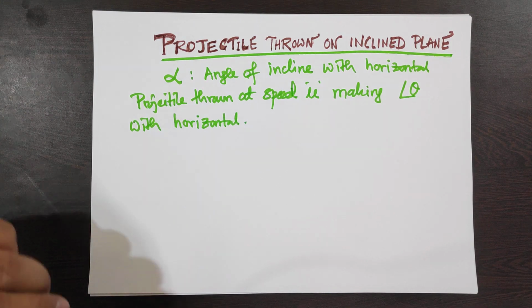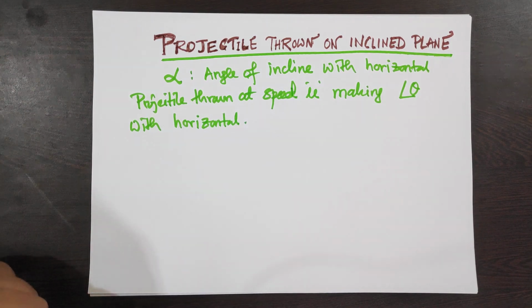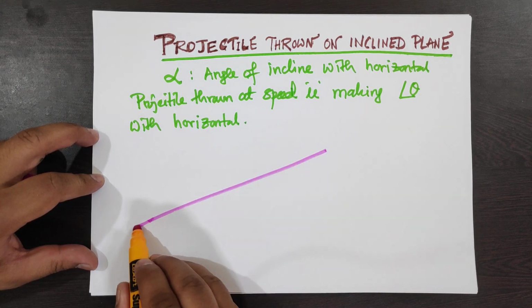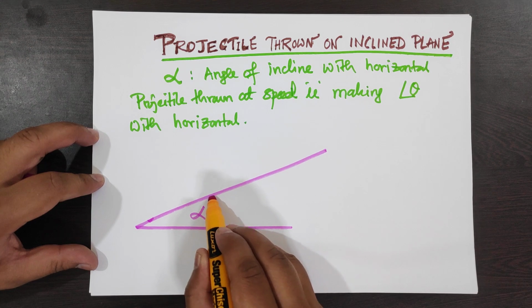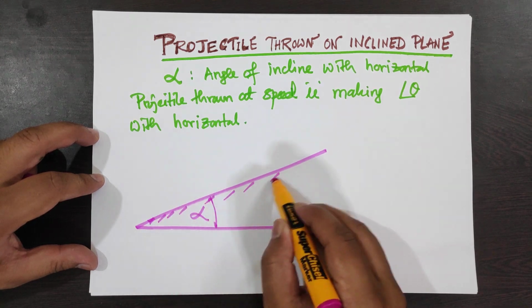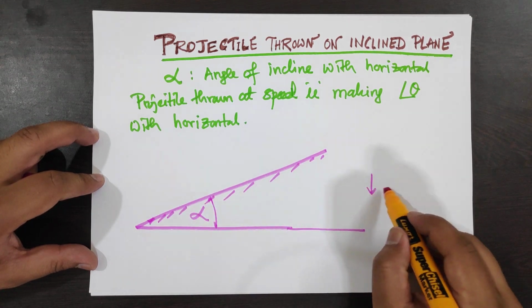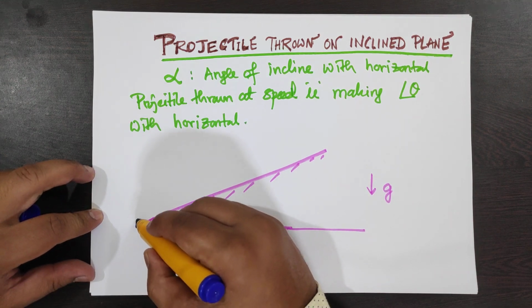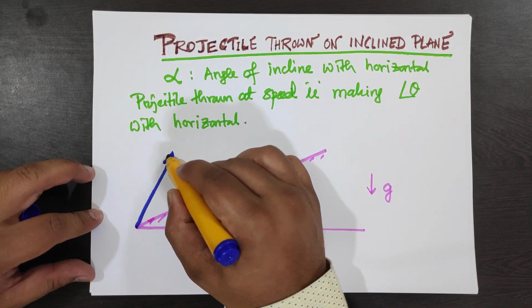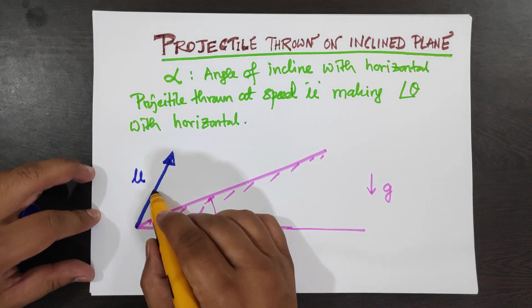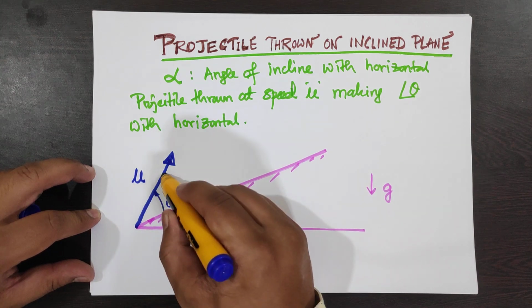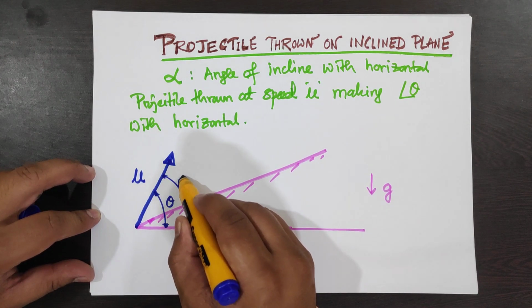Okay. So the situation is like this. Alpha is the angle of the incline, that's the horizontal direction, this is g acting downwards, and the projectile is thrown like this with the velocity u and making angle theta with horizontal direction. So this angle obviously will be theta minus alpha.